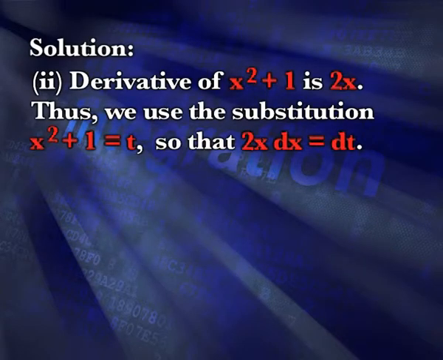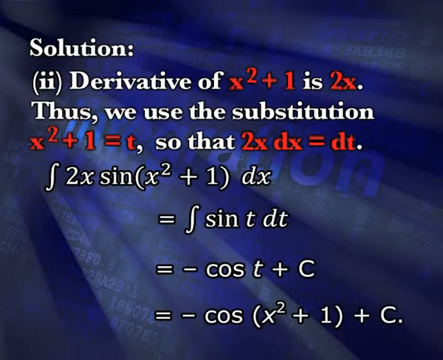Let's see the second one. Now the derivative of x square plus 1 is 2x. Thus we use the substitution x square plus 1 equals t, so that 2x times dx is equal to dt. Therefore integration of 2x times sine of (x square plus 1) dx is equal to integration of sine t dt, which is equal to minus cos t plus c. So this is equal to minus cos of (x square plus 1) plus c.